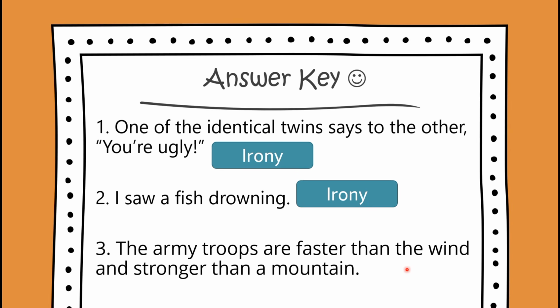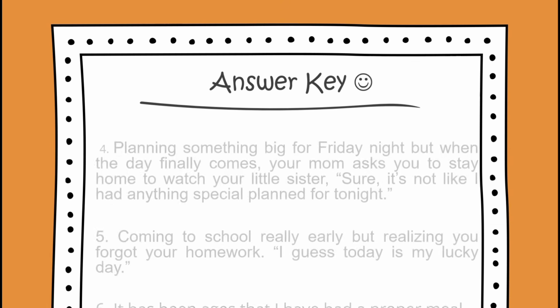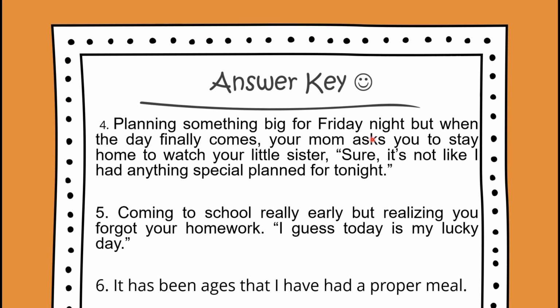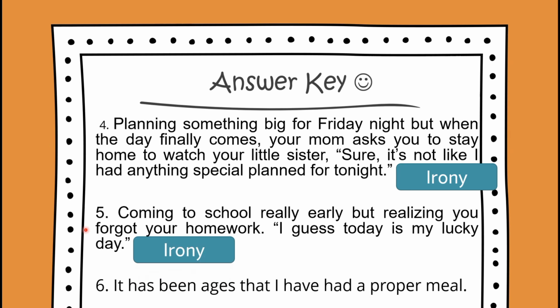Number 3. The army troops are faster than the wind and stronger than the mountain. Obviously, this is hyperbole. And for number 4, planning something big for Friday night, but when the day finally comes, your mom asks you to stay and watch your little sister. This is also irony. Number 5. Coming to school really early but realizing you forgot your homework. This is also irony. And last number, it has been ages that I have had a proper meal. This is a hyperbole.